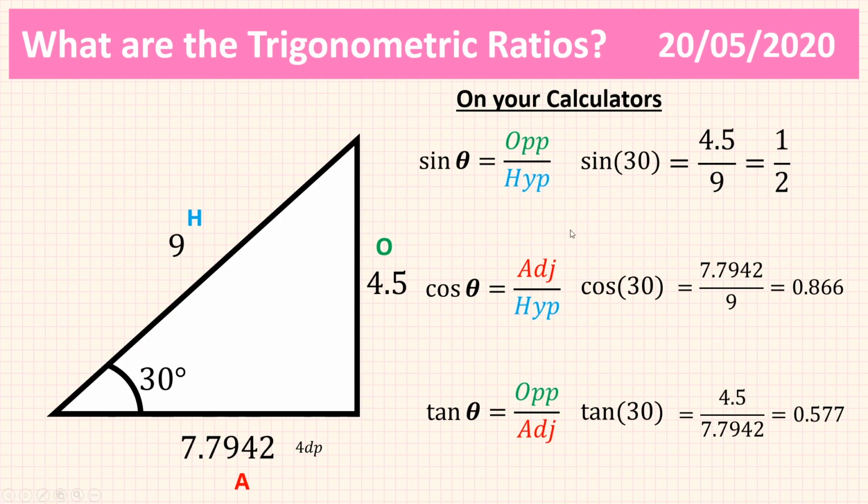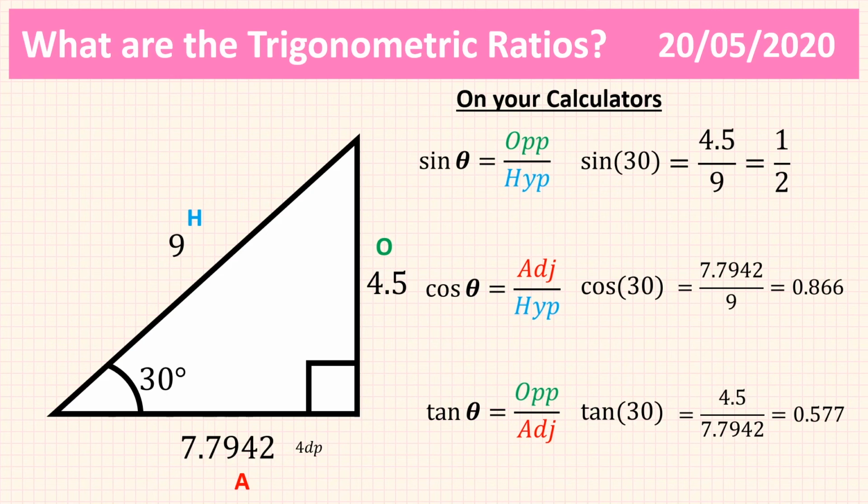So because sine of 30 is a half, so because the opposite divided by the hypotenuse is a half, and the adjacent divided by the hypotenuse is 0.866, we know that this triangle is right angled. Now if we got a different answer, so if we did 4.5 divided by 9 and we didn't get a half, or we did 4.5 divided by 10 and we got something else that wasn't a half, this triangle would not be right angled. And we can use the trigonometric ratios backwards to check if triangles are right angled.